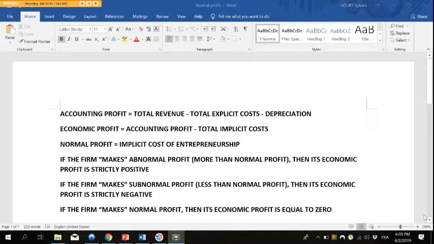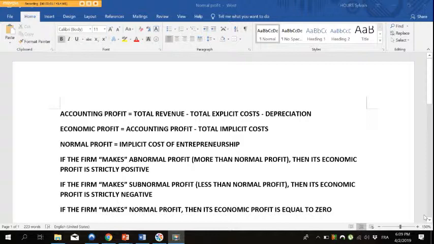So the first way to define profit is to take into account only the explicit cost. This definition is known as accounting profit. So accounting profit is total revenue minus total explicit cost. So we leave implicit cost aside.